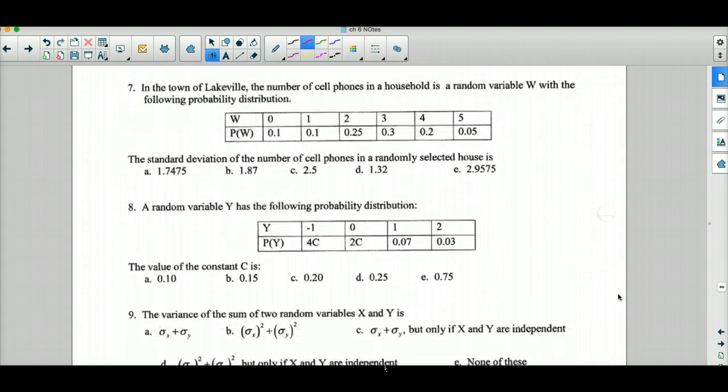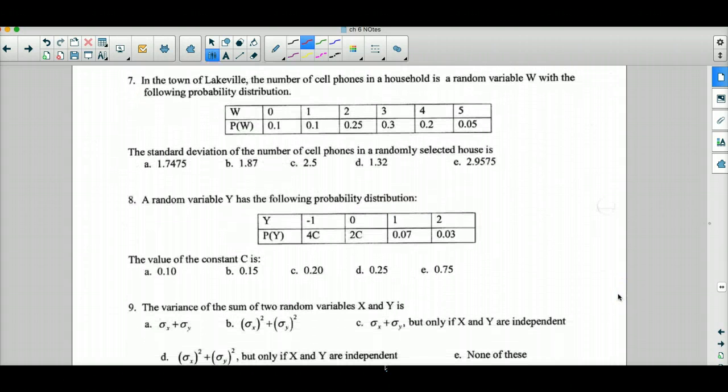Number 7. In the town of Lakeville, the number of cell phones in a household is a random variable W with the following probability distribution. The standard deviation in the number of cell phones in a randomly selected house is, I put this in my calculator and I'd do 1 var stat. So I would make this list 1, this is list 2.